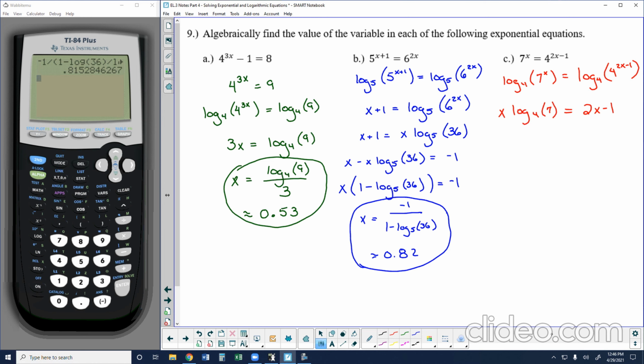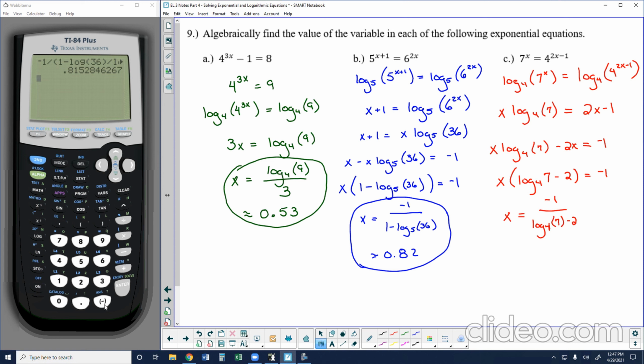Here I can get my x's to the same side, so I'm going to subtract 2x from both sides. So now I have x times log base 4 of 7 minus 2x equal to negative 1. Then I can again factor out the GCF of x, and then divide by that expression to finally get x by itself. So x is equal to negative 1 over log base 4 of 7 minus 2.